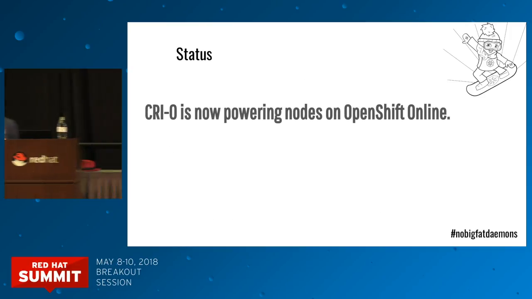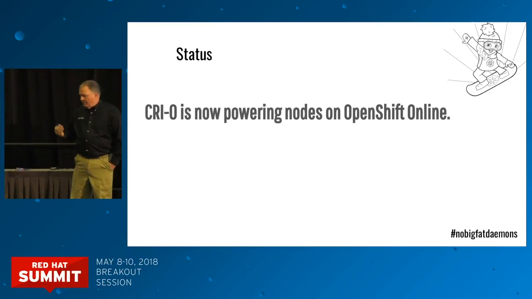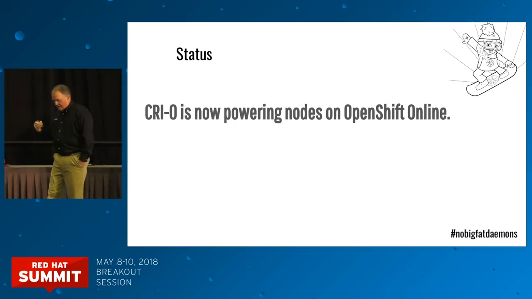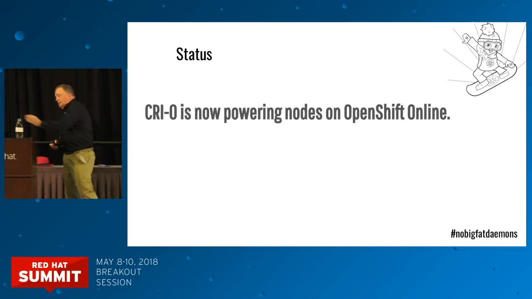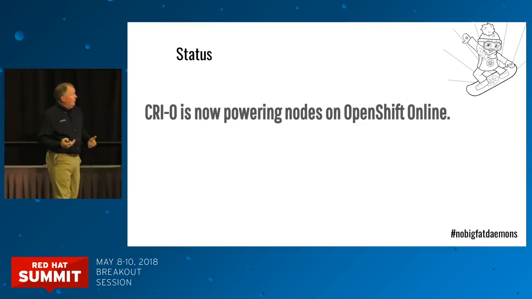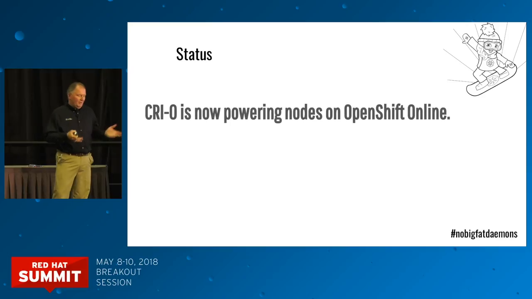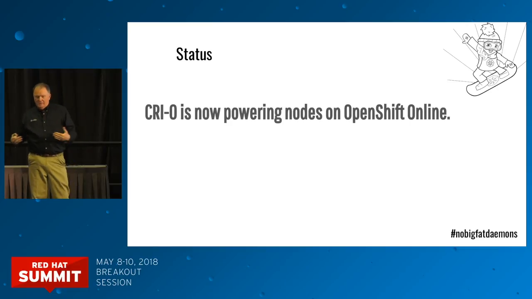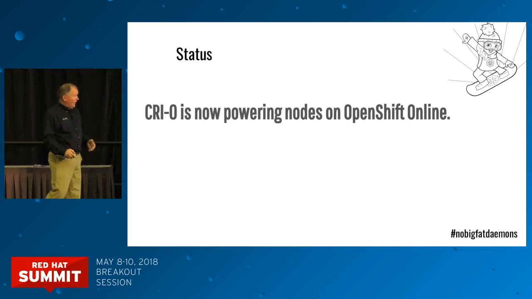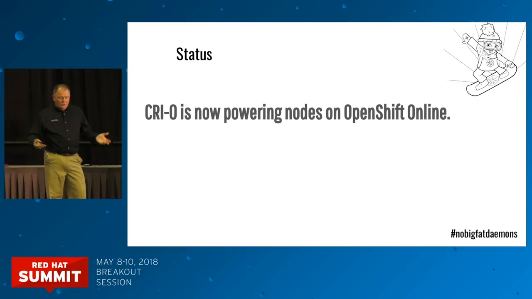One of the big goals with CRI-O, since we have OpenShift Online and OpenShift, is to replace Docker with CRI-O by default, and we're eating our own dog food. We're actually running CRI-O now for our OpenShift Online presence, and we're slowly rolling that out, so hundreds of thousands of users will be running on top of CRI-O. So CRI-O provides basically the interface that Kubernetes needs.